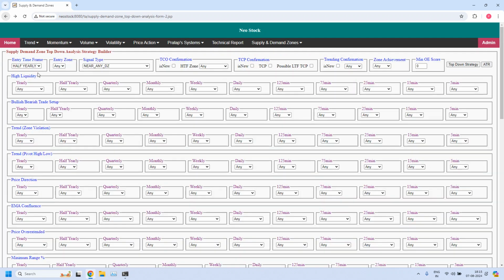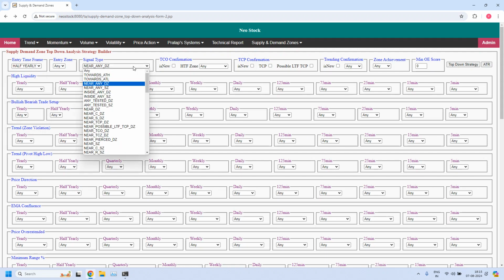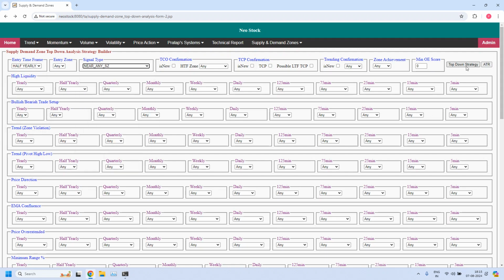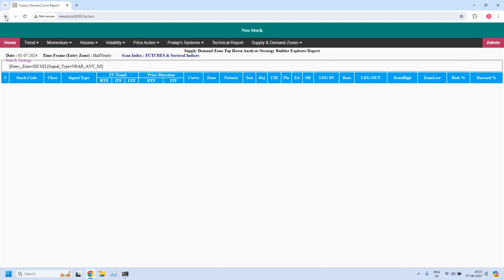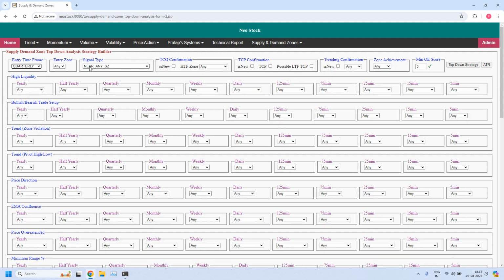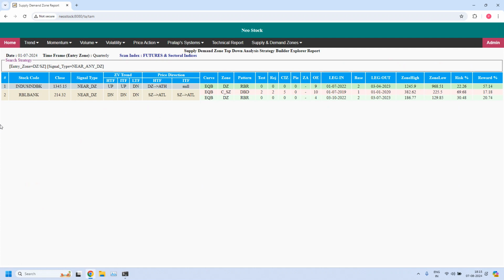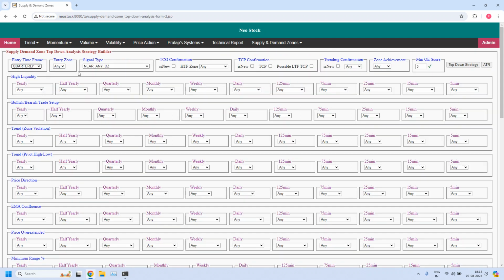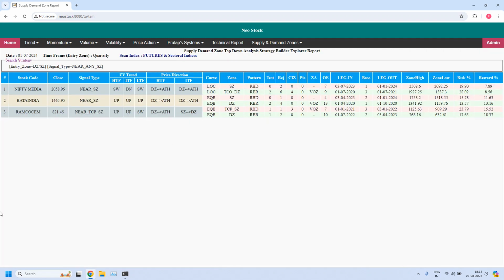Okay, the next report for half-yearly time frame. Let us find the stocks near half-yearly supply zone. No stocks are available. Changing the time frame to quarterly. Let us find the stocks near quarterly demand zone. So 2 stocks are filtered near to the quarterly demand zone. Next report for quarterly time frame. Let us find the stocks near quarterly supply zone. So 3 stocks are filtered near to the quarterly supply zone.